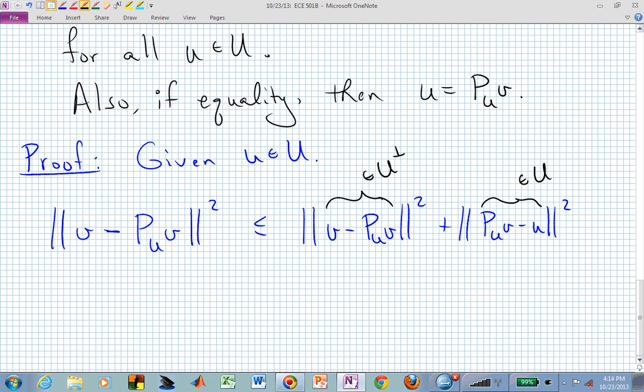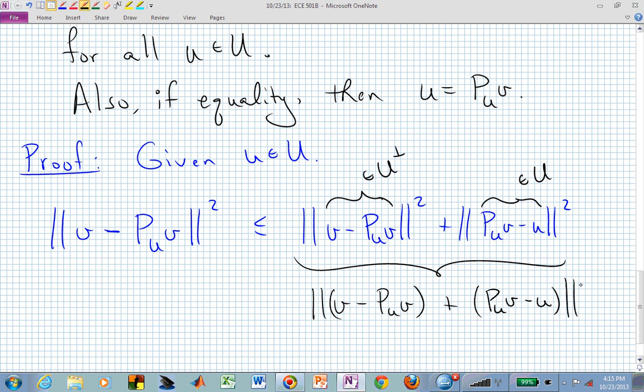And what's A plus B? Well, A is V minus P sub U V, and B is P sub U V minus U. So this piece right here is actually just V minus P sub U V plus P sub U V minus U, squared. And this step was actually just the Pythagorean theorem.